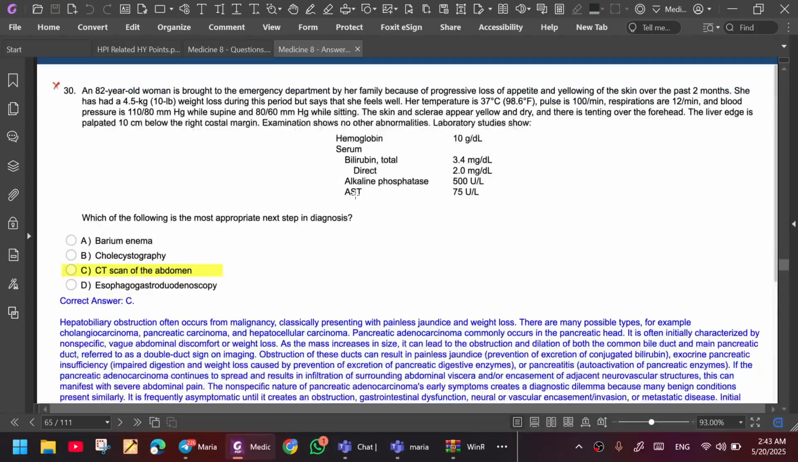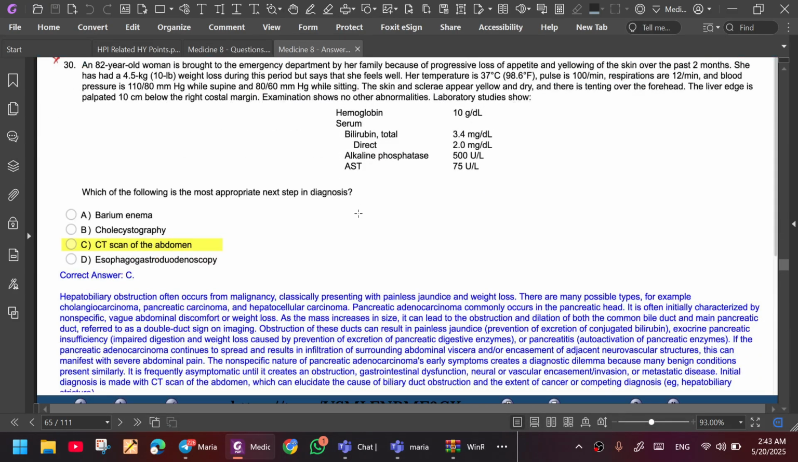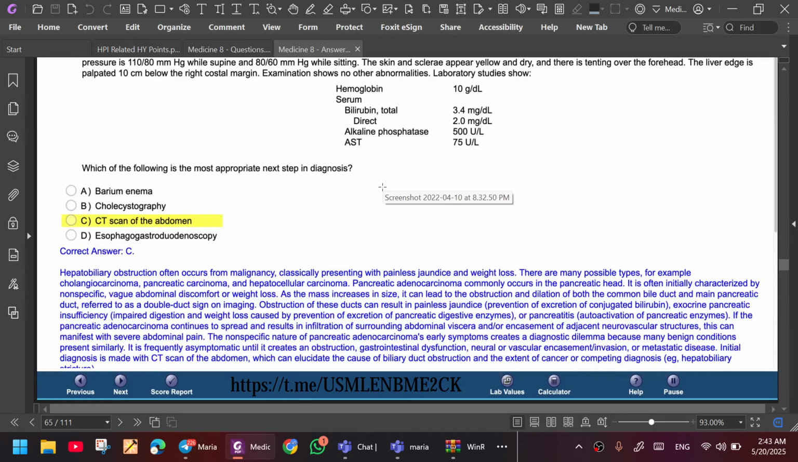Hepatobiliary obstruction often occurs from malignancy, classically presented with painless jaundice and weight loss. There are many possible types, for example, cholangiocarcinoma, pancreatic carcinoma, hepatocellular carcinoma. Pancreatic carcinoma commonly occurs in the pancreatic head. It is often initially characterized by non-specific vague abdominal discomfort or weight loss.